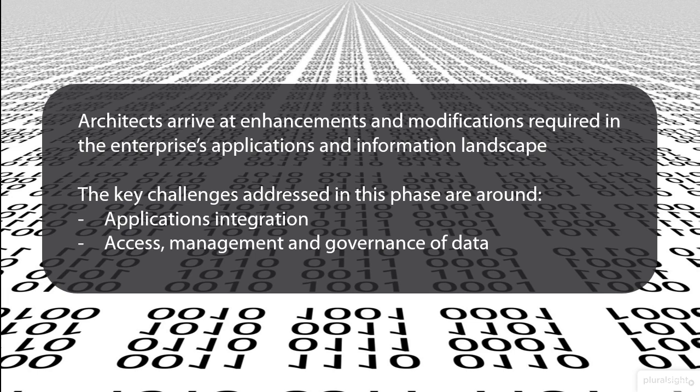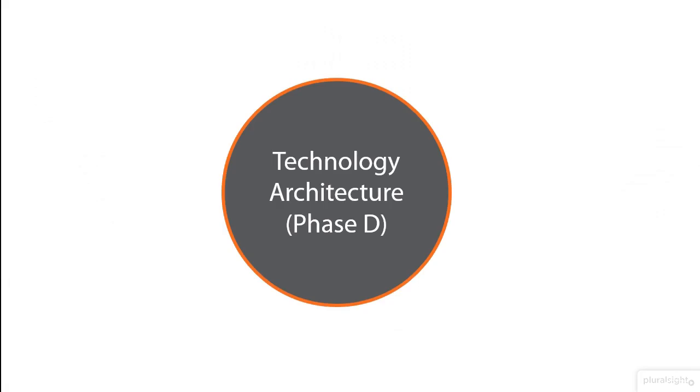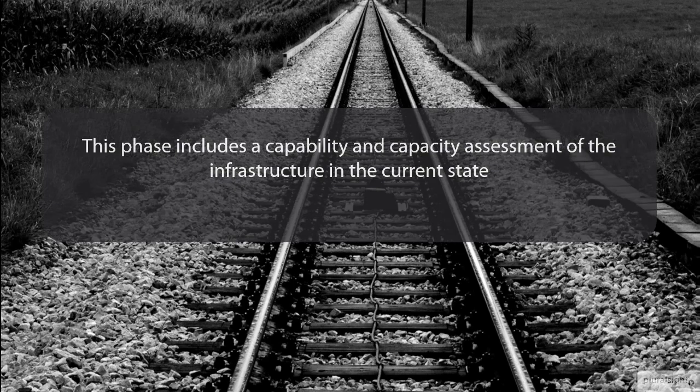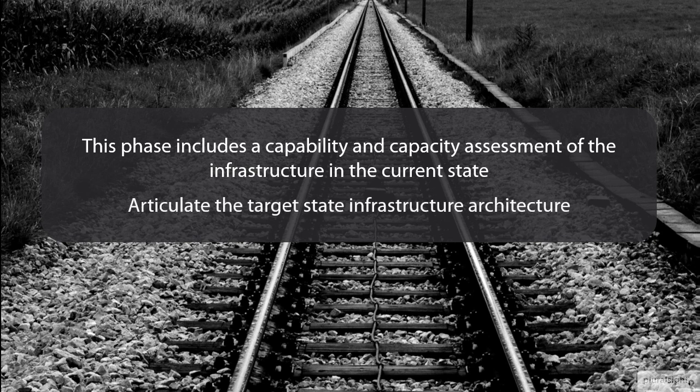Phase D focuses on technology architecture, essentially covering the foundational hardware and software infrastructure supporting the enterprise solutions. The approach in this phase involves a capability and capacity assessment of the infrastructure in the current state and articulating the ideal target state infrastructure capabilities to support the target state information systems architecture articulated in phase C.